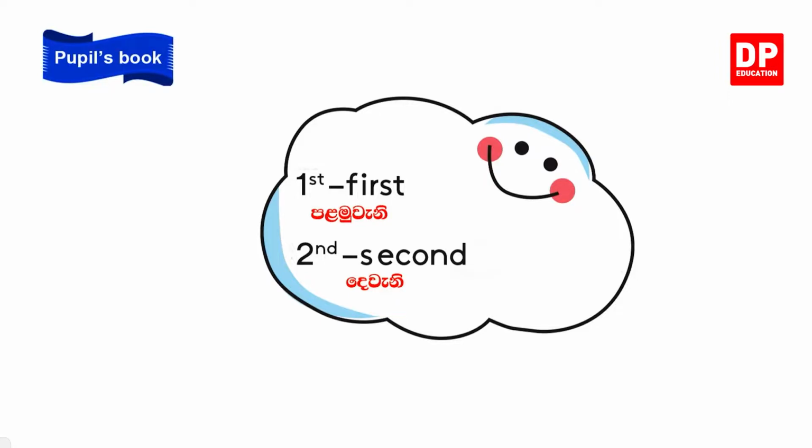Right. Now this is your happy cloud. Your happy cloud is here. Now what are we going to talk about as ordinal numbers?